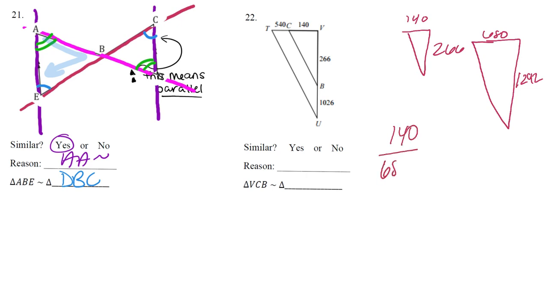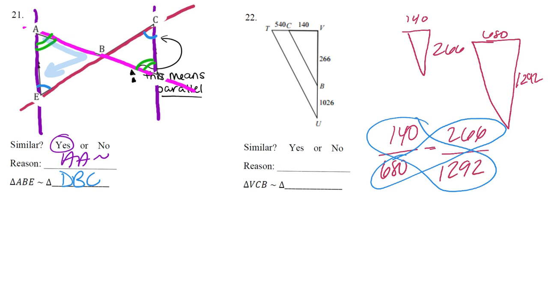140 over 680 equals 266 over 1292. All right, so 140 times 1292, because we got to cross multiply, is 180,880. And then I need to do 266 times 680. And that gives me the same thing. So we know that they're proportional. So we know we have pairs of sides that work.